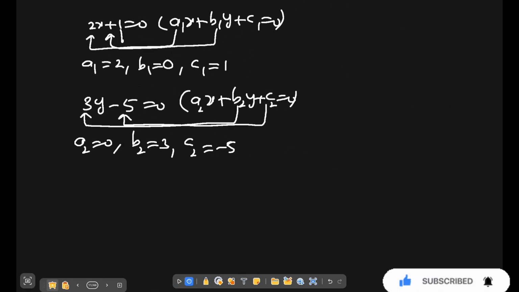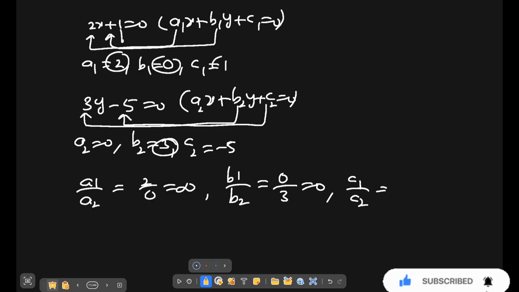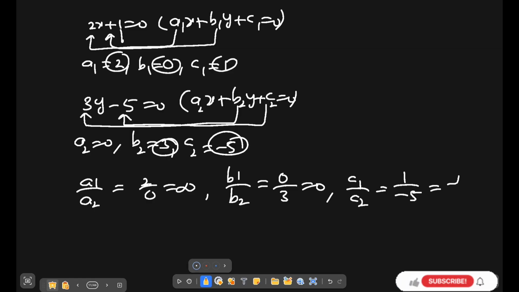Ratio of coefficients: a1 by a2, where a1 is 2 and a2 is 0, so it is undefined. b1 by b2, where b1 is 0 and b2 is 3, so 0 by 3 is 0. c1 by c2, where c1 is 1 and c2 is minus 5, so 1 by minus 5 can be written as minus 1 by 5.